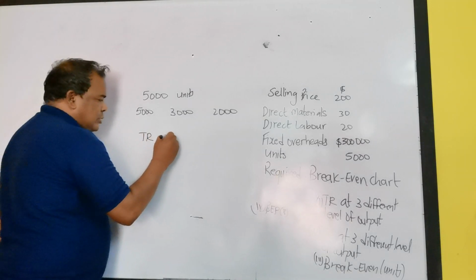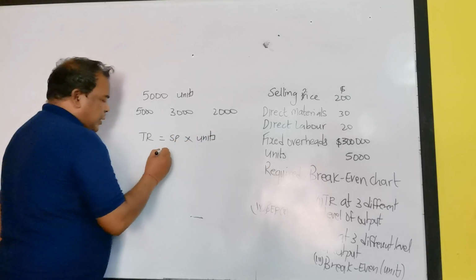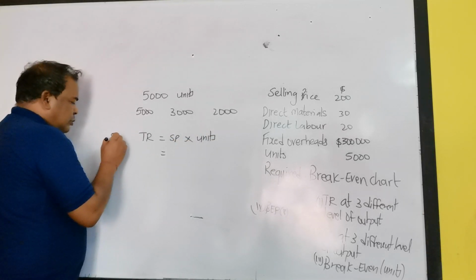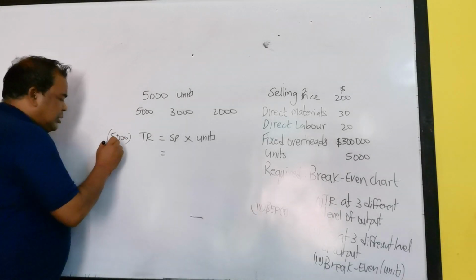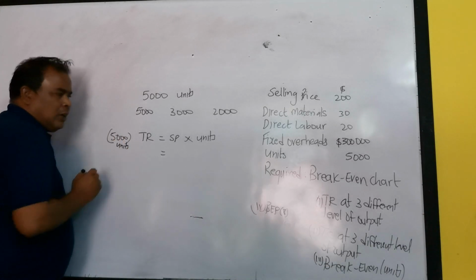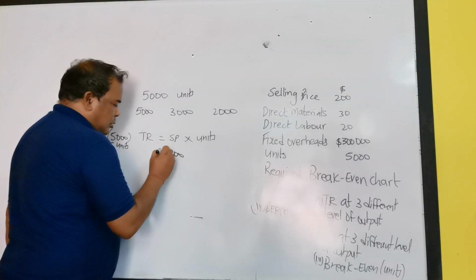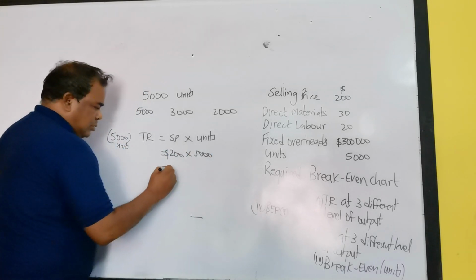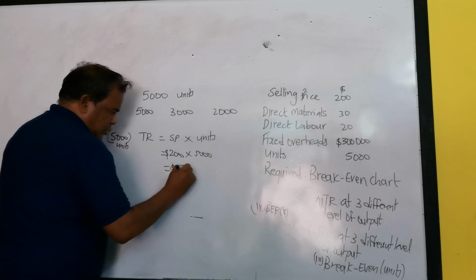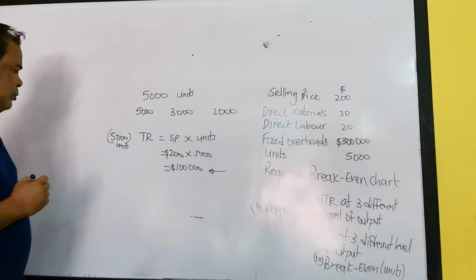Total revenue is equal to selling price times units. We calculate first for 5,000 units. Therefore, selling price 200 times 5,000 gives us 1,000,000. So we get the total revenue for 5,000 units.